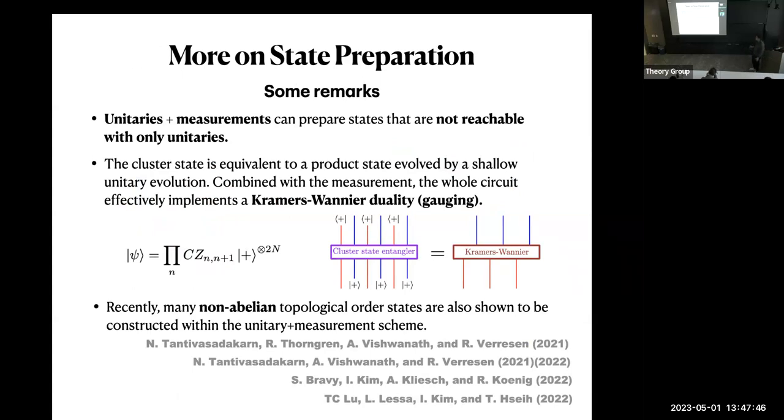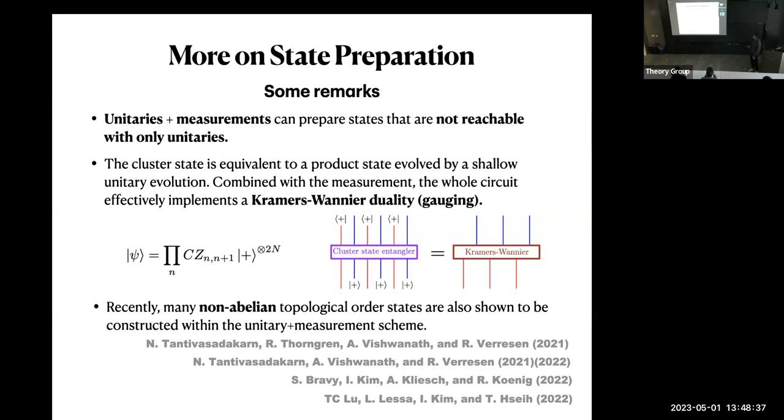And so this trick of doing a cluster state and then measuring half of the spins is equivalent in some sense to this Kramers-Wannier duality. As you can see, it maps the ordered states on one side to the disordered states on the other side. And recently, because Kramers-Wannier can be thought about as some kind of generalized gauging procedure, there are new developments: some non-abelian topological order can also be achieved by using this generalized idea of measurement equal to gauging. And you can achieve a lot of non-abelian topological order also using unitary plus measurement in this scheme.